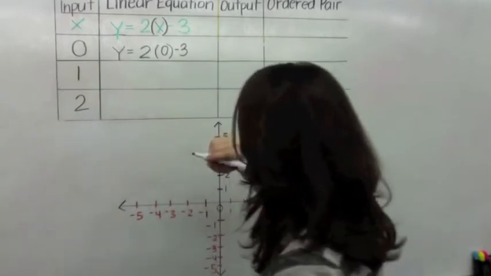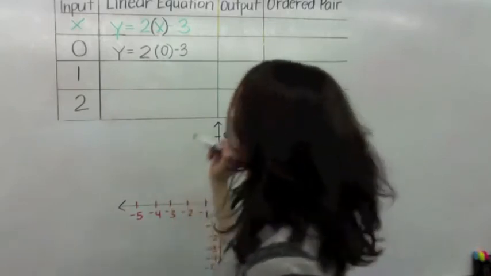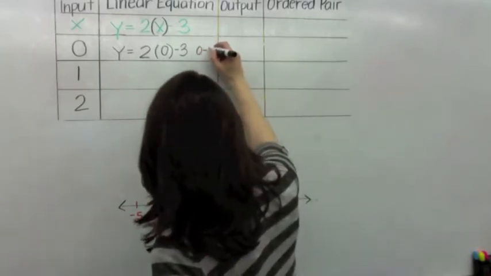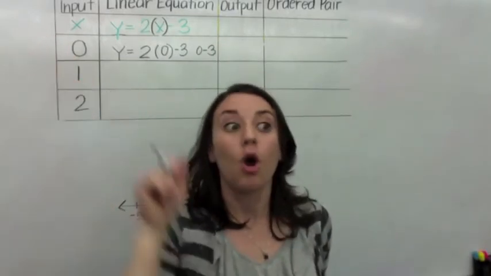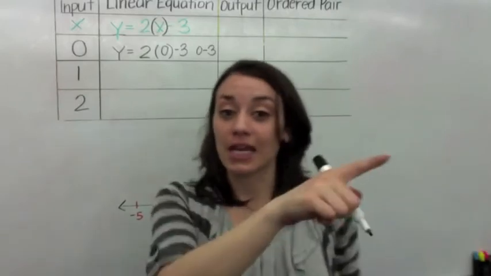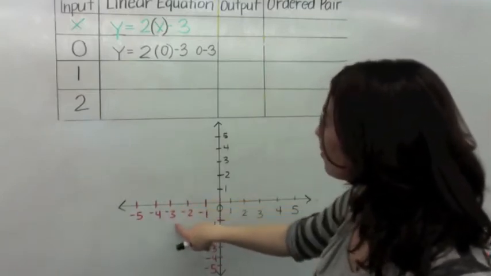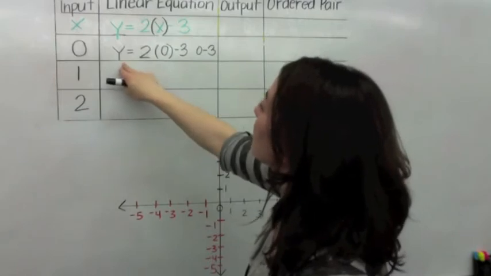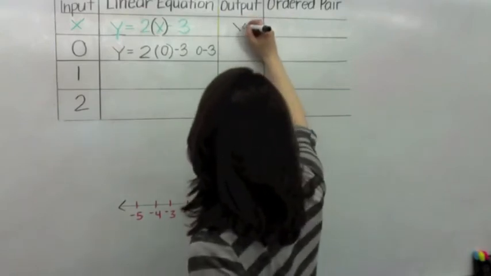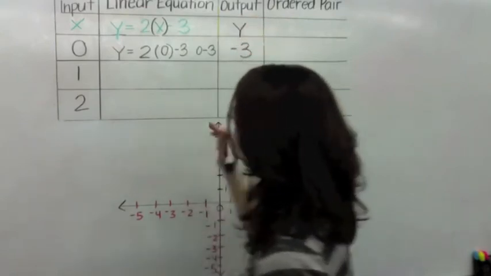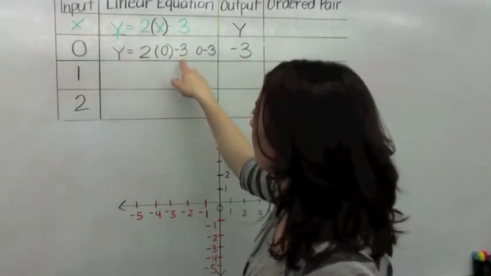So 2 times 0 is 0. And 0 minus 3 is, what is 0 take away 3? Who thinks it's positive 3? Who thinks it's negative 3? Negative 3, that is correct, because if you are at 0 and you take away 3 to the left, that's 1, 2, 3. You're at negative 3. So basically your answer, y, or the output, is negative 3. Okay, so don't stop there. If I plug in a 0 into the equation, I get 0 minus 3, which is negative 3.